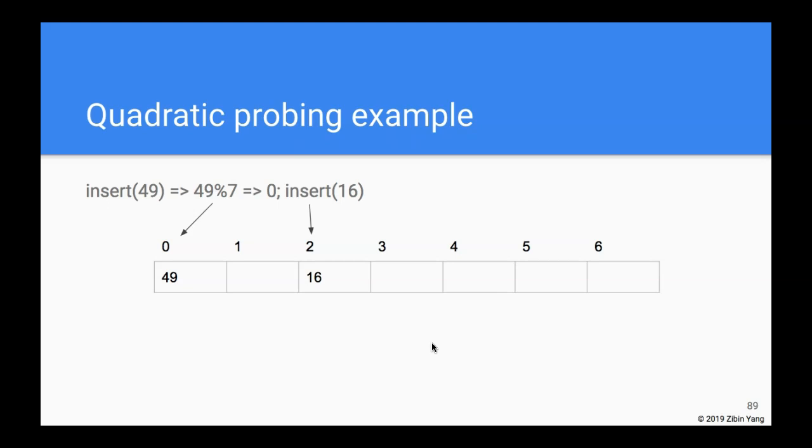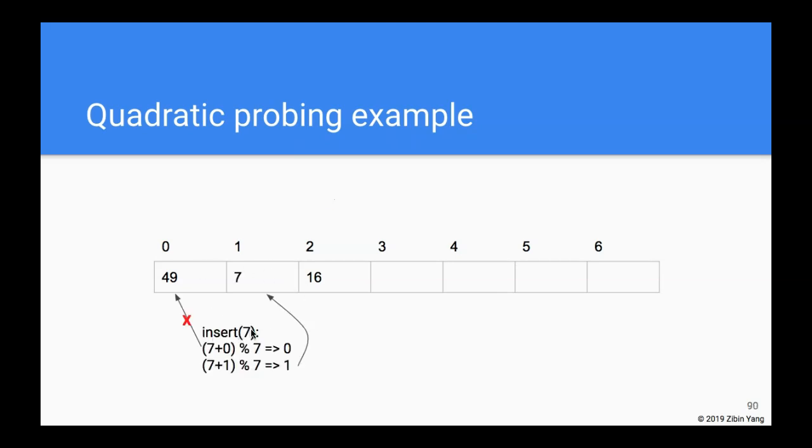It's very similar to linear probing other than the f of k. So let's take a look at how it works in practice. Same example as before, we're inserting 49 and 16. You know how that works. Now let's insert the number 7. Again, initially we just add 0, modulo 7. It hashes to bucket 0, which we've seen is occupied. So for the next position, we add 1 squared, which is 1. We put it here. So nothing has changed so far.